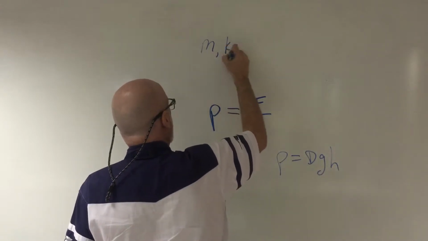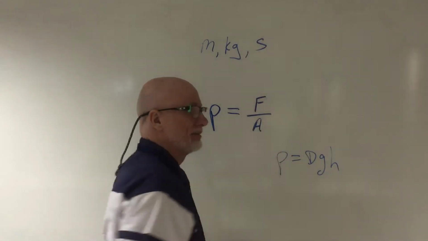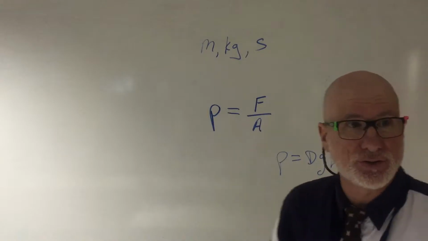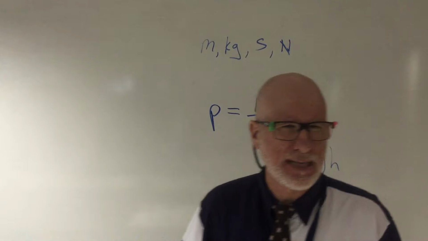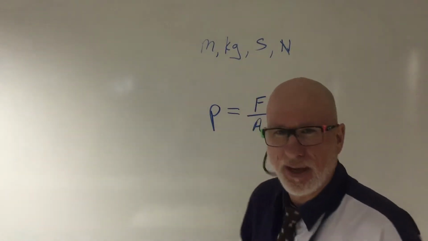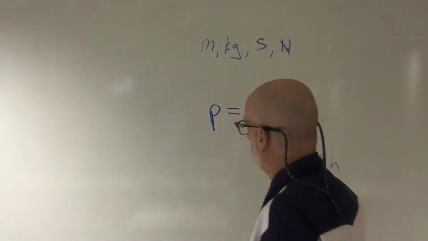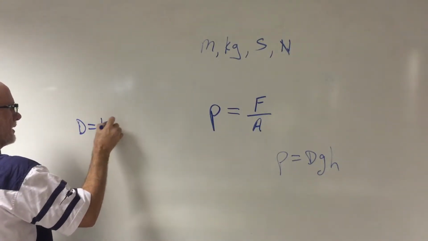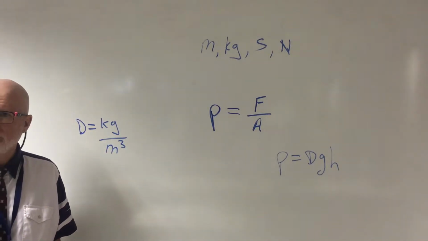Meters, kilograms, and seconds. I mean, we use other things, but in terms of this equation, that's all we really use. Newtons, which is really meters and seconds and kilograms. Yes? So what would density be, do you think? Density is mass over volume, correct? So wouldn't it be true that density would be kilograms over meters cubed? Is that true? Right? Yes?